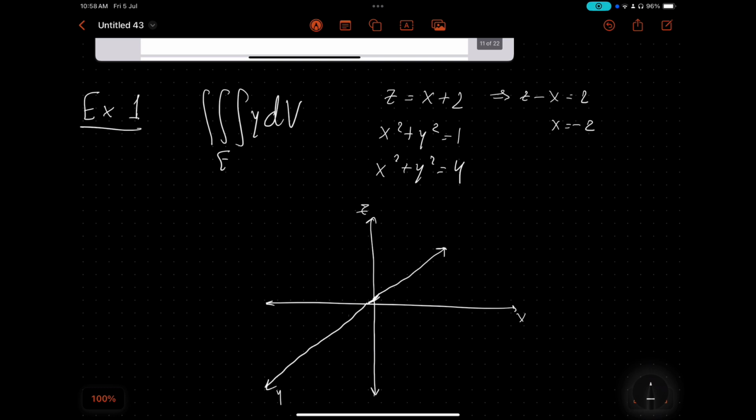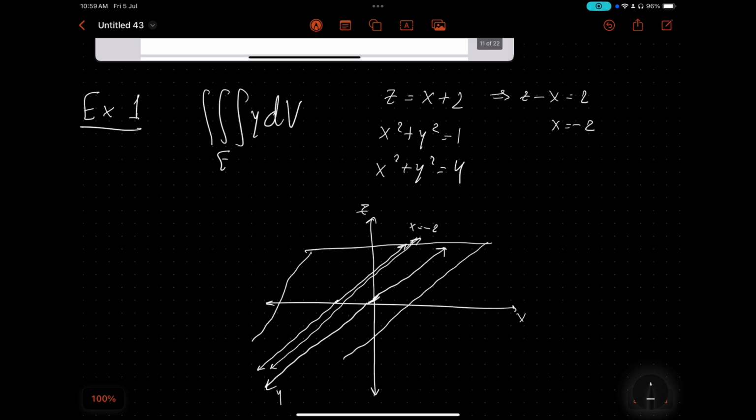So when z equals 0, we have x equals negative 2. So somewhere here, that's our line. Okay, x equals negative 2. Now, if you have z equal to 1, let's say, okay, so we go up, we have 1 minus 2, so x equals negative 1, so we have something like this. So our function is basically going to be a plane like this, going all the way like this.